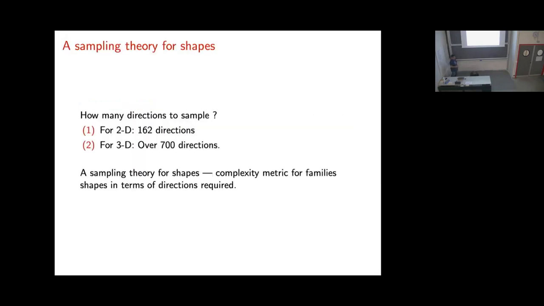Here's a question. How many directions? In 2D, it's clearly 162, and in 3D, it's 700. I'm joking.